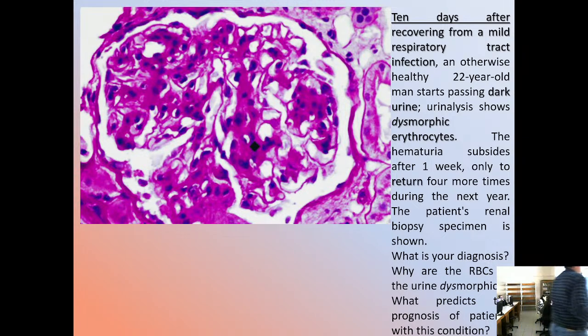So, to diagnose IgA nephropathy, immunofluorescence is mandatory to be positive for IgA. Morphology is not enough. The most common pattern is this one of mesangial hypercellularity. However, it's not the only one.